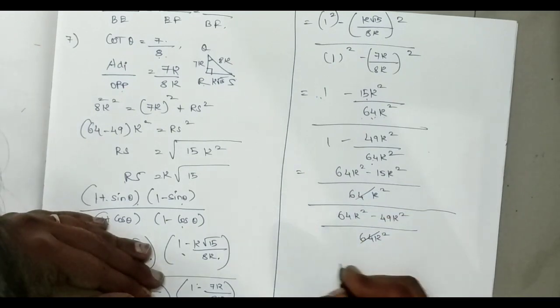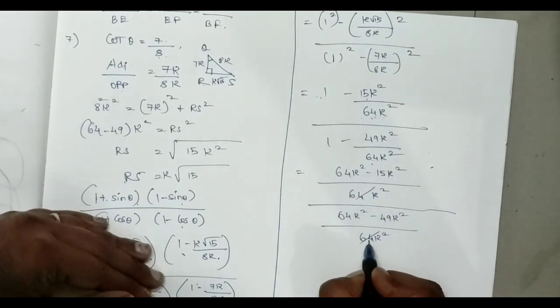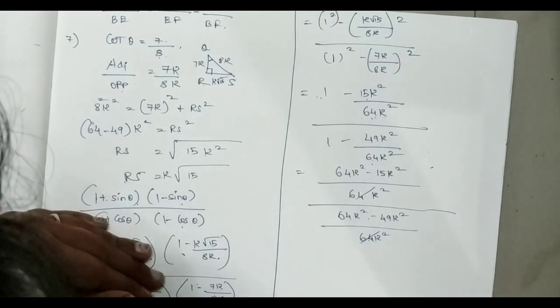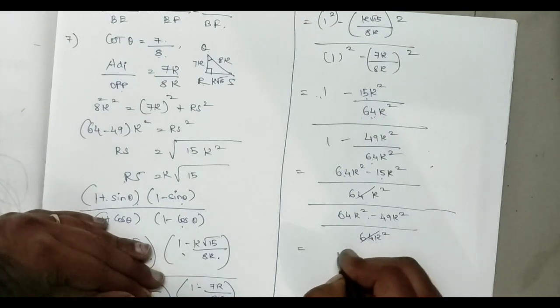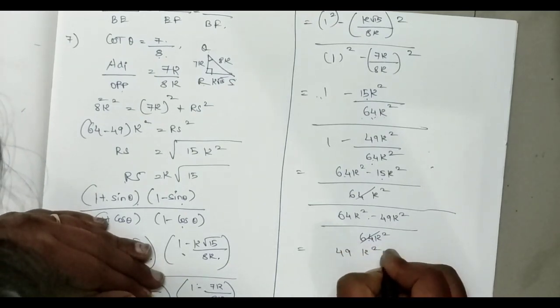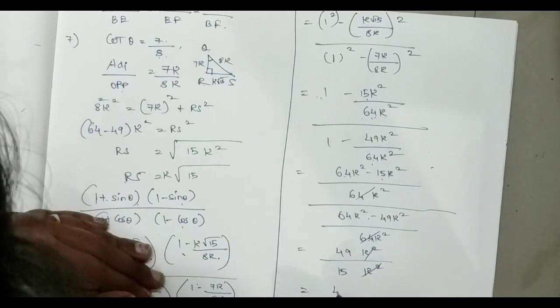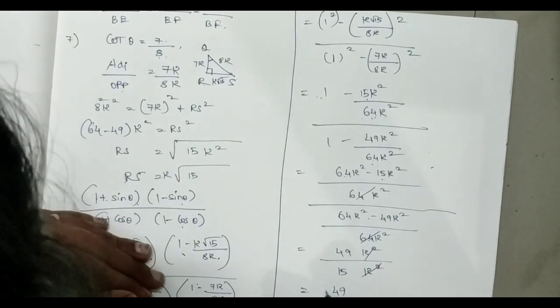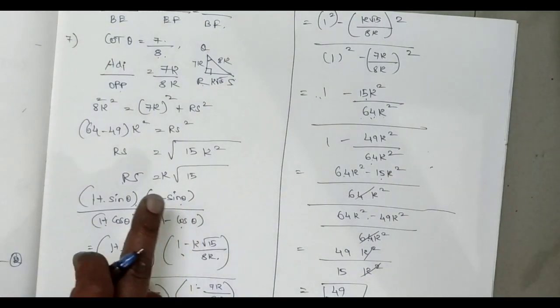This and this can be cancelled, right? Because when this goes to the numerator, this will be reversed. This will be in the numerator and this will be in the denominator. So this minus this is 49k square divided by 15k square. This we can cancel, and the answer derived is 49 by 50. This is the answer for the first one.